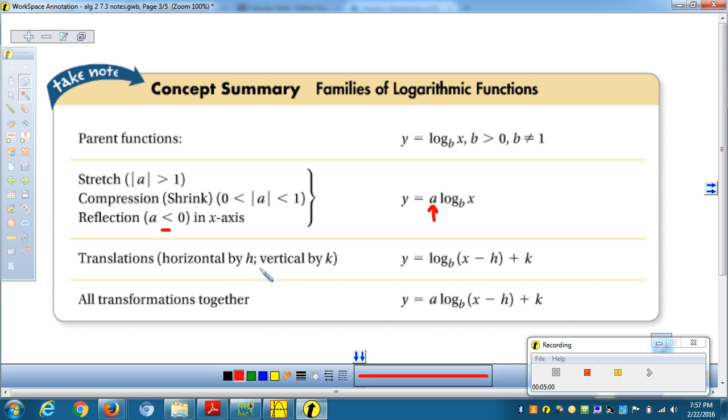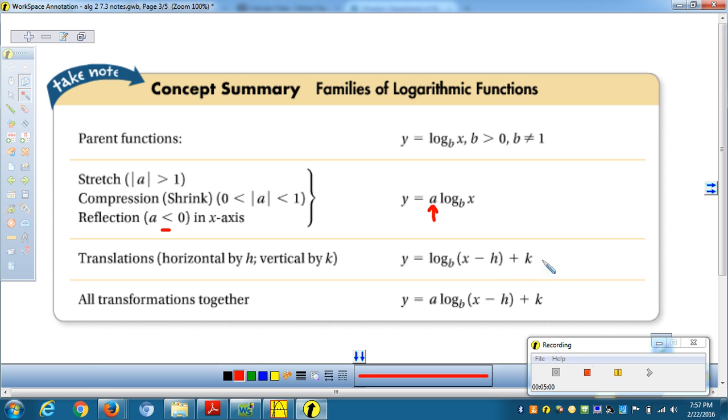Horizontal translations, remember those are shifts, are inside the function here, just like they usually are. And again, when it is inside the function, it does the opposite of what you would expect. So if it says -2, it goes right 2. And if it says +2, then it goes left 2.